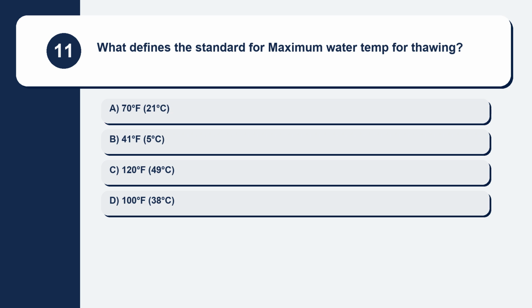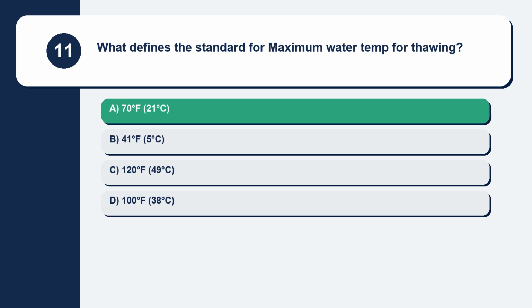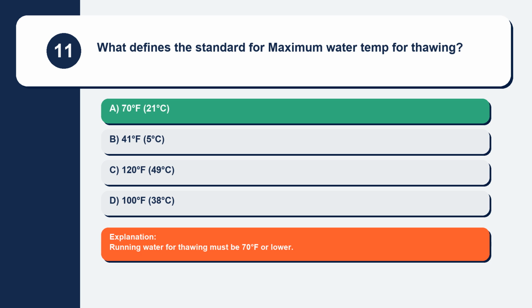Question 11. What defines the standard for maximum water temp for thawing? 70 degrees Fahrenheit 21 degrees Celsius, 41 degrees Fahrenheit 5 degrees Celsius, 120 degrees Fahrenheit 49 degrees Celsius, 100 degrees Fahrenheit 38 degrees Celsius. Running water for thawing must be 70 degrees Fahrenheit or lower.